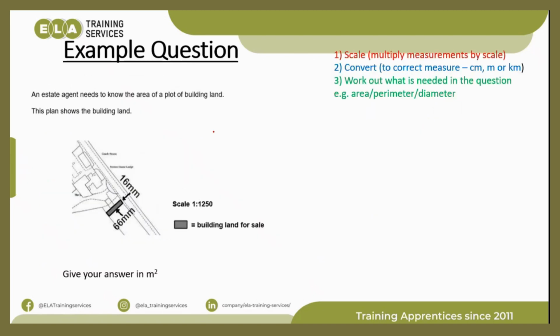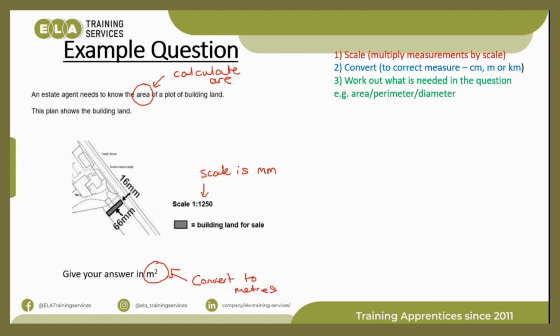So our first question says an estate agent needs to know the area of the plot of building land. So already we're being asked to calculate area. And this plan shows the building land. So this is what our measurement's in. So 16 millimetres, 66 millimetres, and our scale is 1 to 1,250. So the scale is in millimetres. And give your answer in metres squared. So that's what we're going to convert our measurements to.